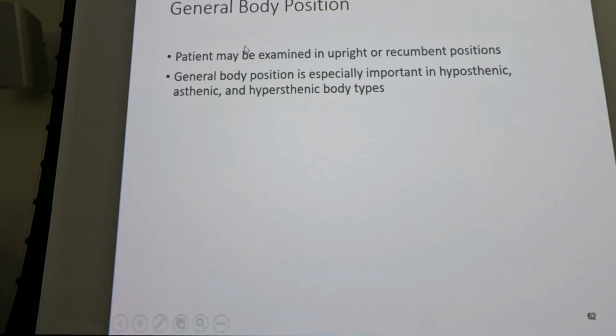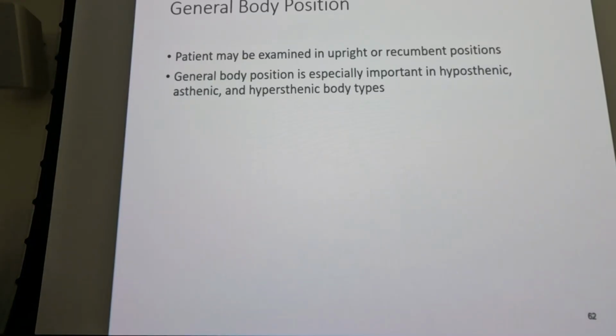General body position: is the patient going to be upright? Are they going to be prone? Are they going to be supine? Remembering again that we want to shoot PA if at all possible, but because of body build, sometimes you may have to take some steps. All right, so if you look on page 32 and 33, that's what this is describing.